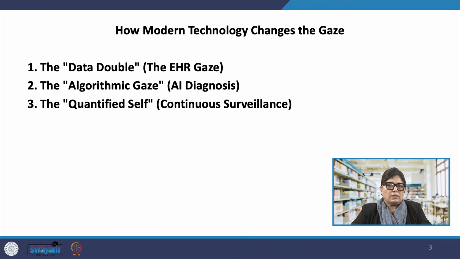The quantified self, continuous surveillance: consumer wearables and blood glucose sensors track real-time biometrics continuously. The medical gaze is no longer limited to a physical clinic space. It follows the patient into daily life, converting biological existence into a non-stop stream of diagnostic numbers.